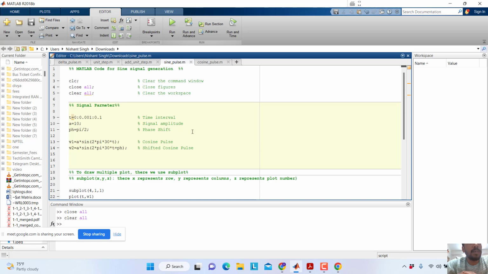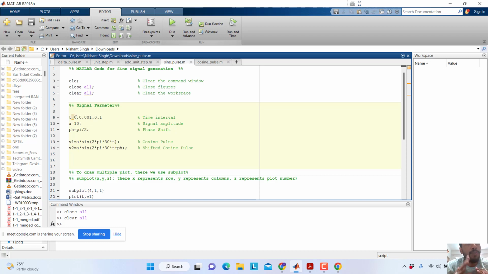So our motive is to generate the sine signal. When we plot a sine signal on two axes, x-axis and y-axis, we plot it with respect to time. So we declare the time interval t from 0 to 0.1 with a gap of 0.001. Please tell me how many values t will contain.